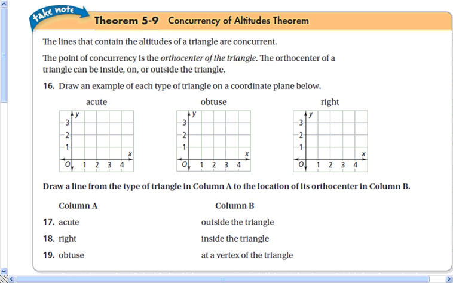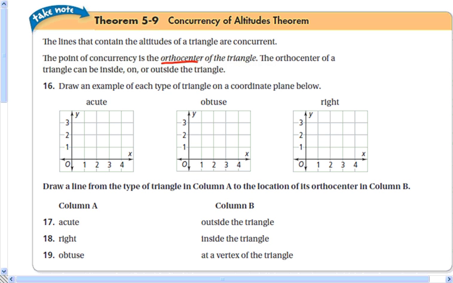Concurrency of altitudes theorem: the lines that contain altitudes of a triangle are concurrent. The point of concurrency is the orthocenter of the triangle. The orthocenter of a triangle can be inside, on, or outside the triangle. So we're going to use an example of each of these to see when it will be on the triangle, when it will be inside the triangle, and when it will be outside the triangle.